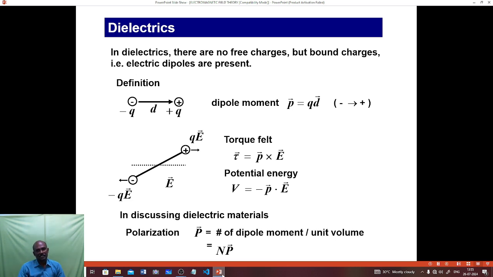Dielectrics. So what is dielectrics? In dielectrics, there are no free charges but bound charges, that is electric dipoles are present. So they are termed as dielectrics. And also carrying charges, there is a torque and also force.